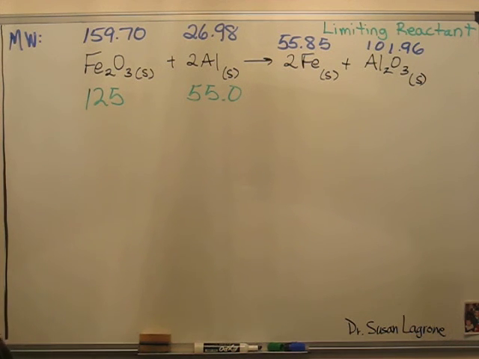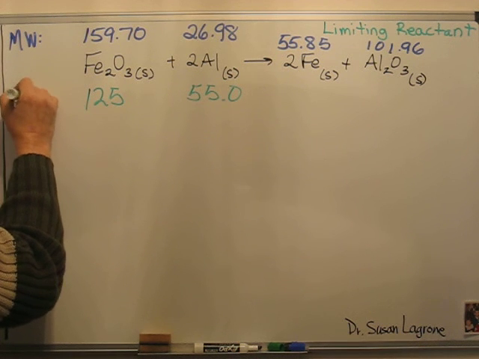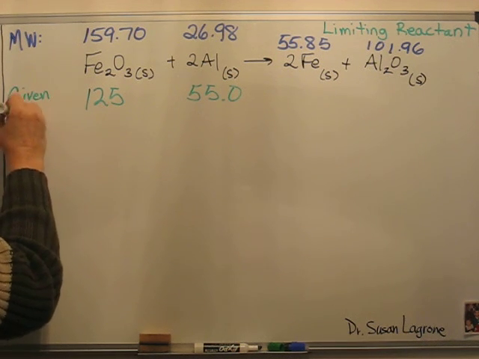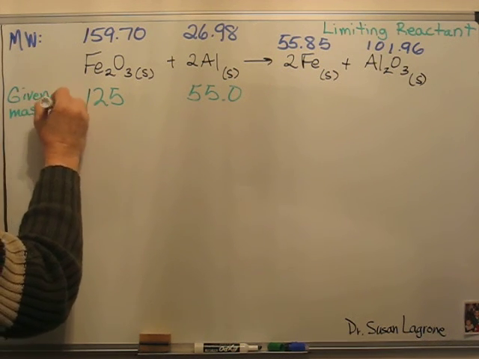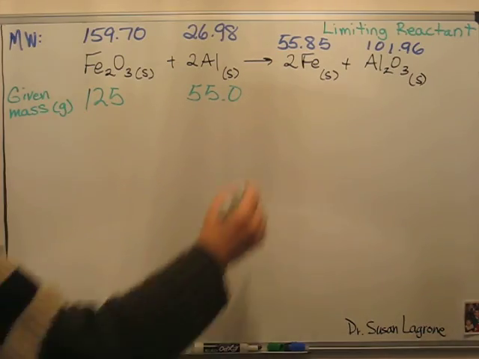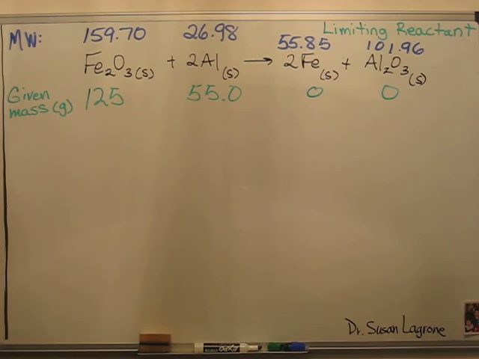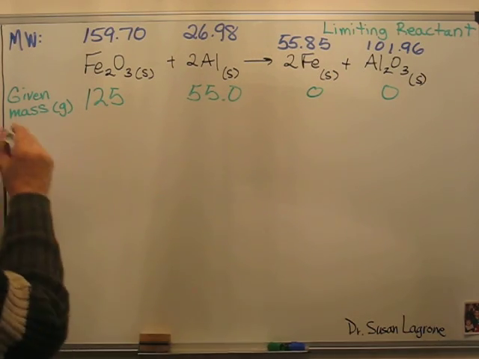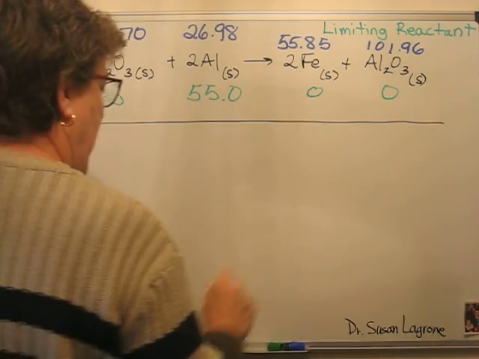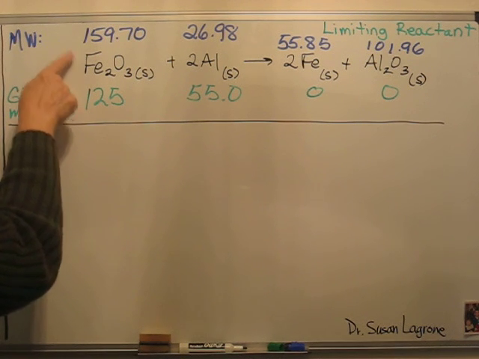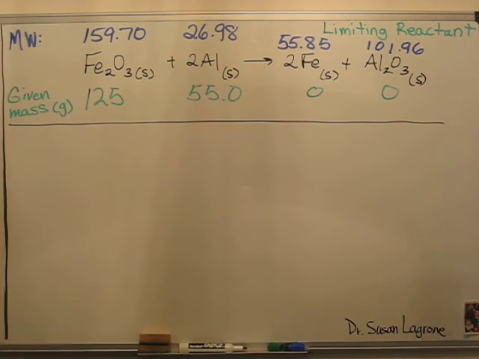To do that using the table method, again, this is my given row, and this is mass because I was given mass. I wasn't given any of these. You can put 0 or just leave them blank. So we wrote our given. Started with the balanced equation, got molar masses, wrote our given.